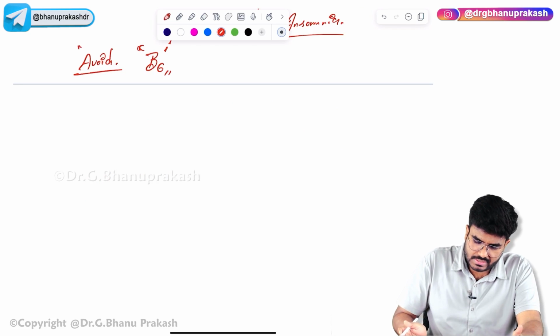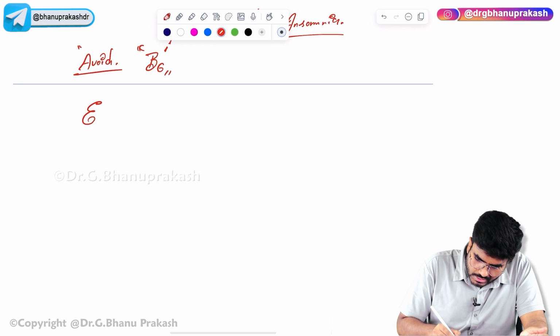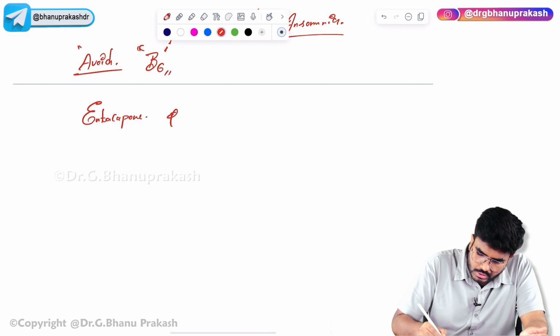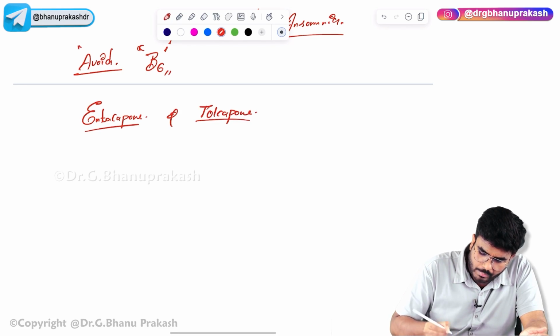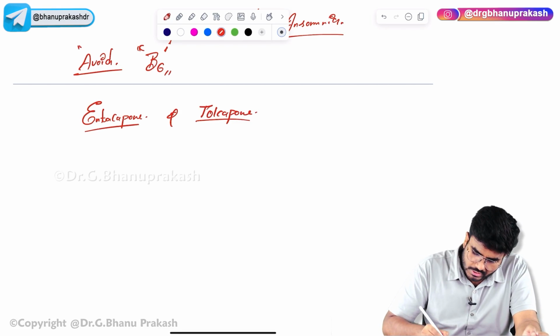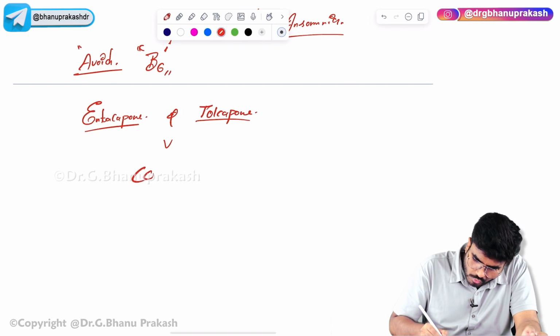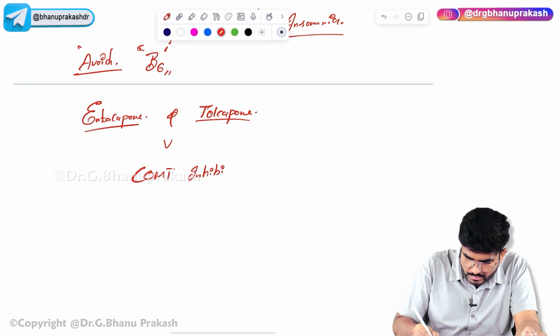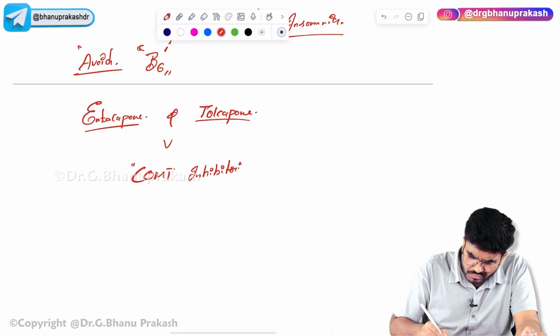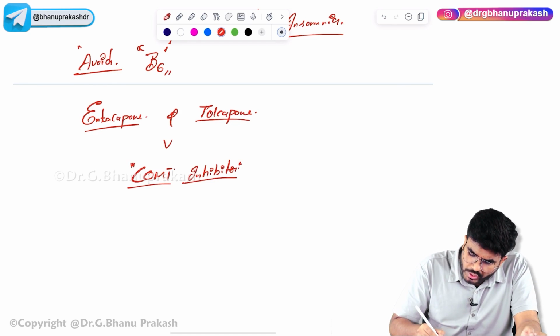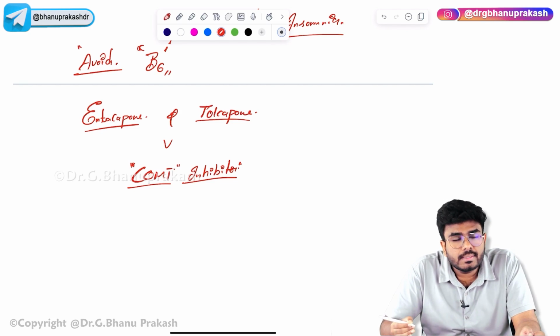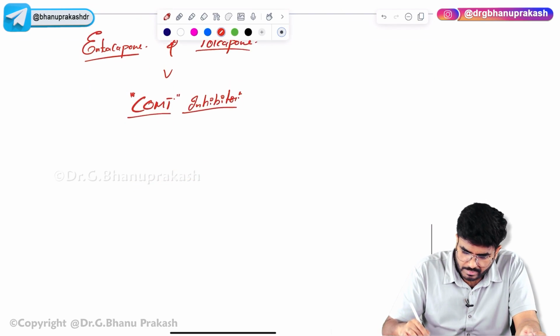Okay guys, now let's discuss other drugs, which are entacapone and tolcapone. So what exactly are entacapone and tolcapone doing? See, first of all, these drugs are COMT inhibitors. So first of all, what exactly is COMT? By inhibiting the COMT, how can we treat Parkinsonism? We'll discuss one by one.